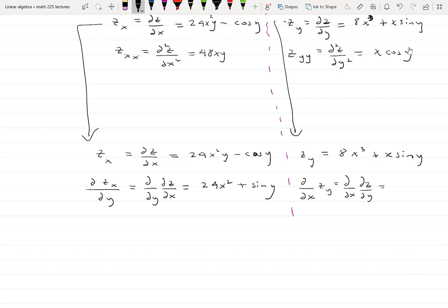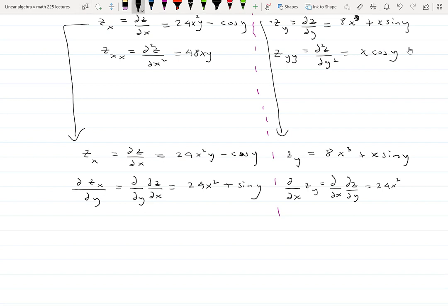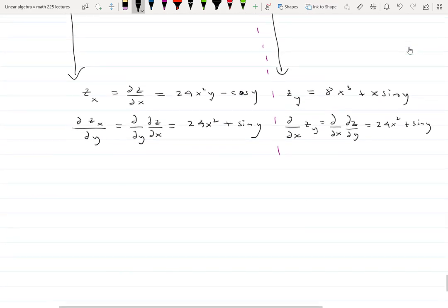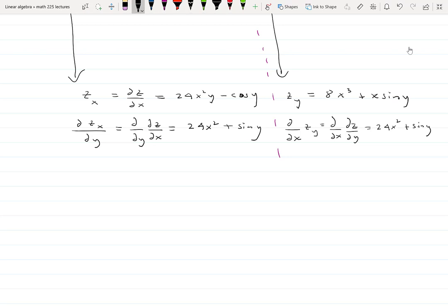And what would that be? The derivative of 8x cubed is 8 times 3, 24x squared. The derivative of x sine y with respect to x is, what's the derivative of x with respect to x? It's 1. Okay. Now, these last two examples give us something new. They are called mixed partial derivatives.